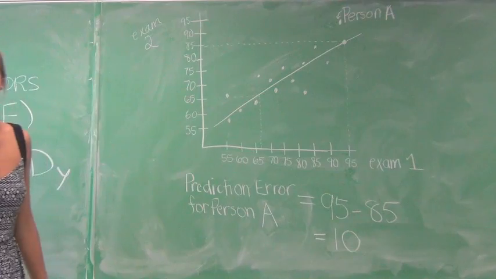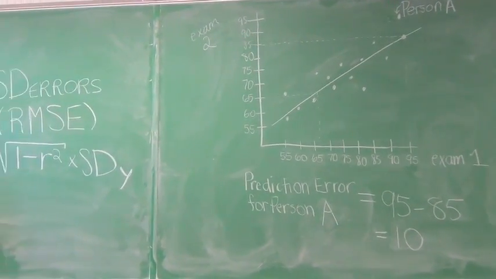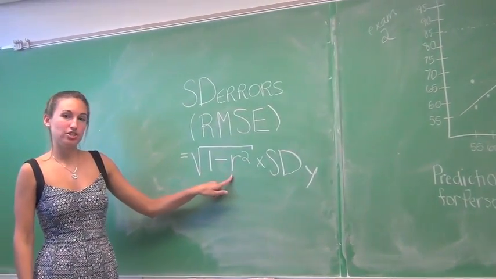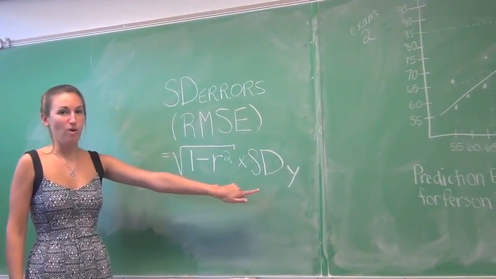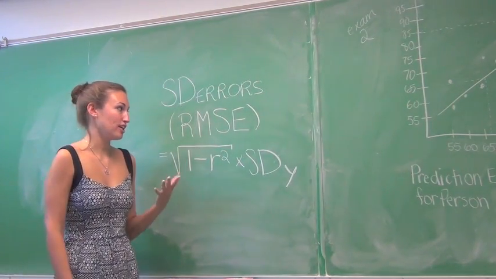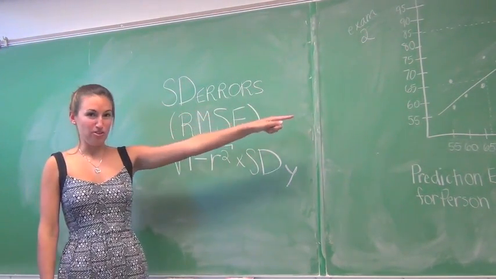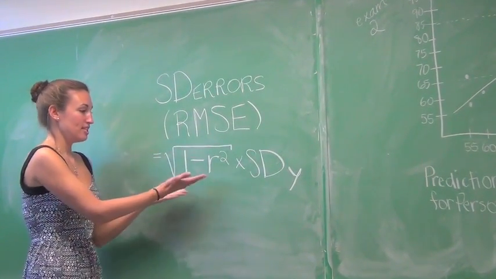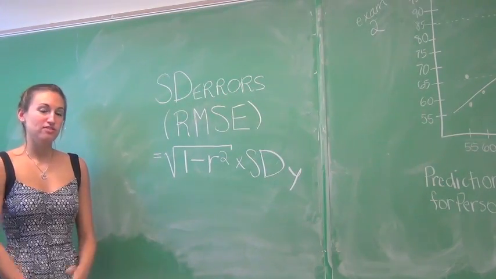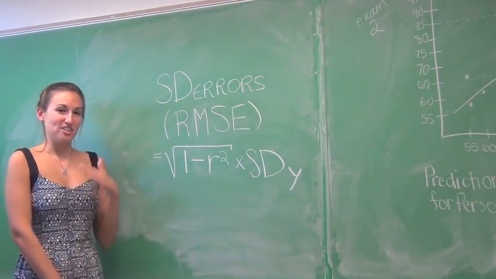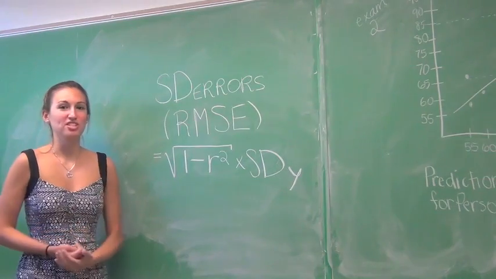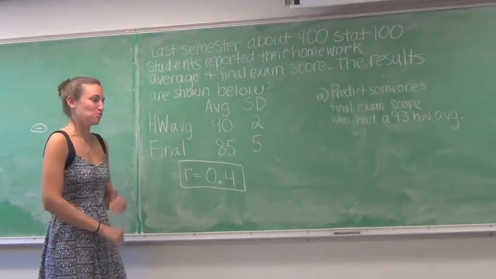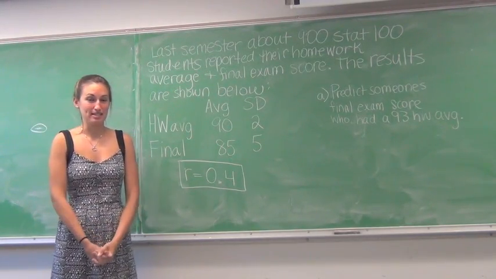Now, to find the standard deviation of the prediction errors, we have a nice formula right here where you only need to know your correlation coefficient and your standard deviation of y, instead of going through the process of actually calculating the standard deviation of all of those prediction errors like we did way back in the earlier chapters. So you can use this formula to find the standard deviation of the prediction errors, and it's also known as the RMSE, which stands for root mean squared error. So now let's look at a step-by-step example where we're eventually going to use the RMSE.